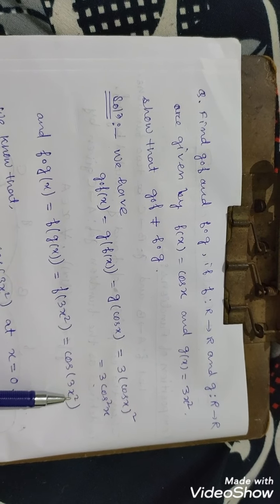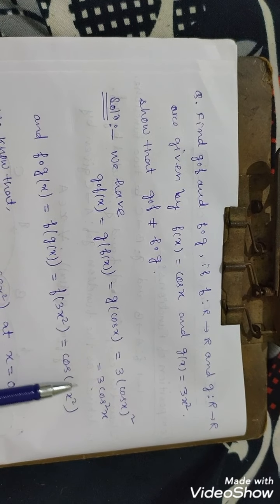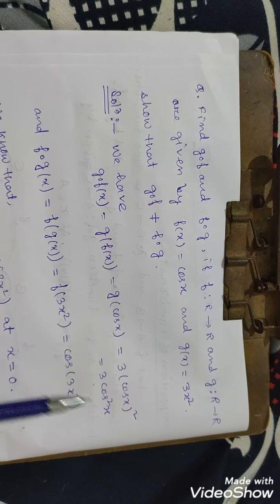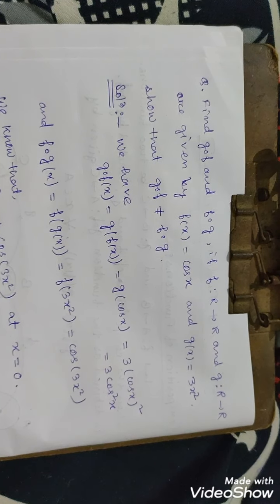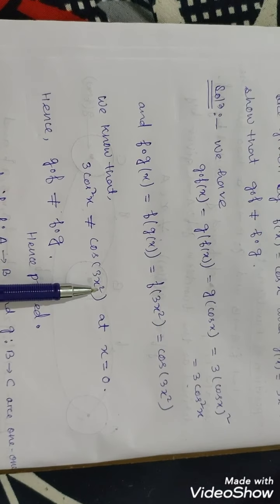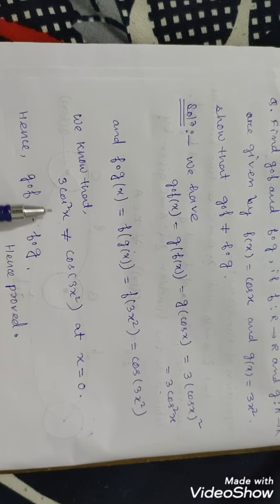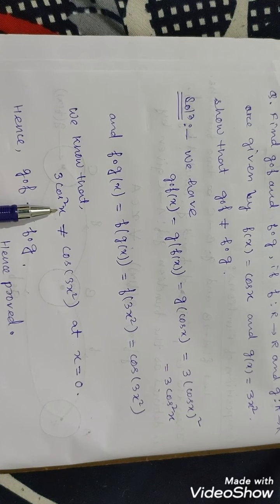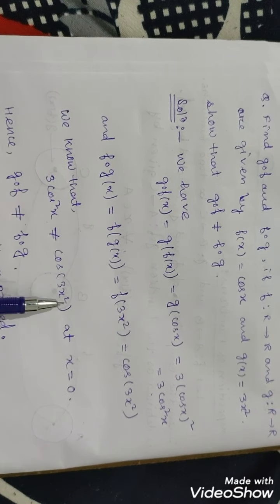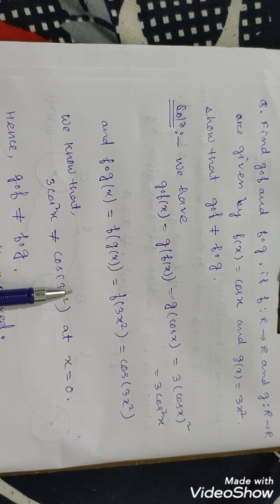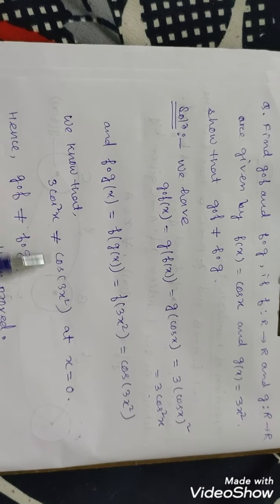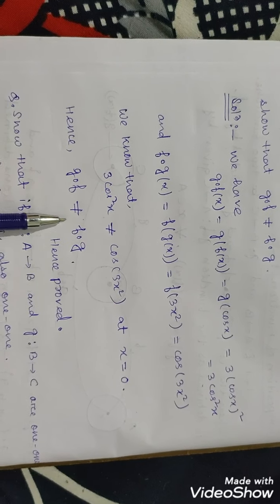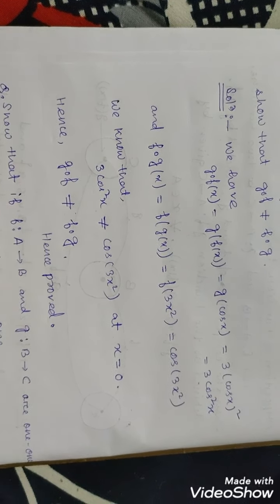Cos of 3x square. Whether these two compositions are equal or not, we know 3 cos square x is not equal to cos 3x square. At x equal to 0, if you put x equal to 0, here the value will be 3 and here you will get 1. Is 3 equal to 1? No. Therefore the composition z dot f is not equal to f dot z.